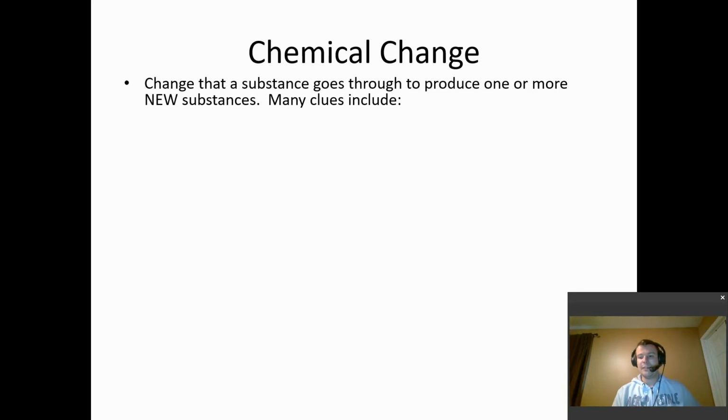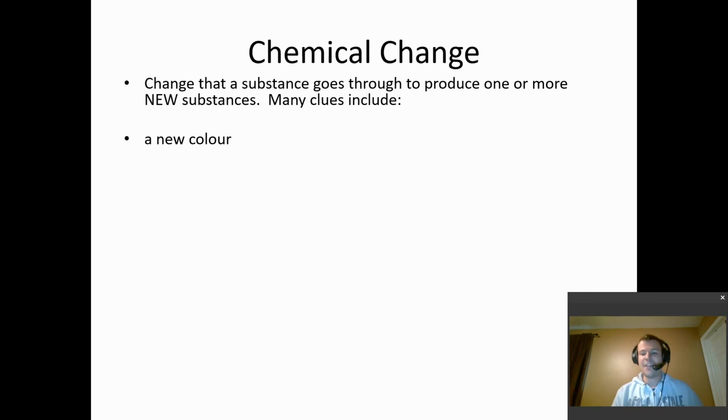Now the one thing we want to focus on, just as an introduction here today, is what are some ways that we can tell that a chemical change is happening, that a chemical reaction is happening. Well, there are some clues that chemists have identified. We've known this for hundreds of years. What are some clues that a substance is not just changing shape, not just changing phase, solid, liquid, or gas, but it's actually becoming something new?